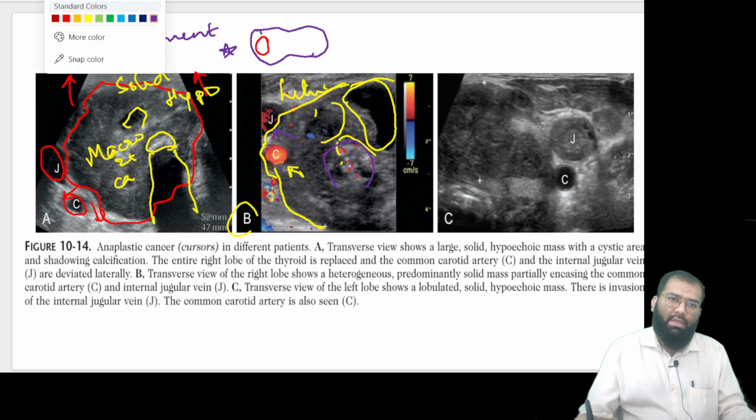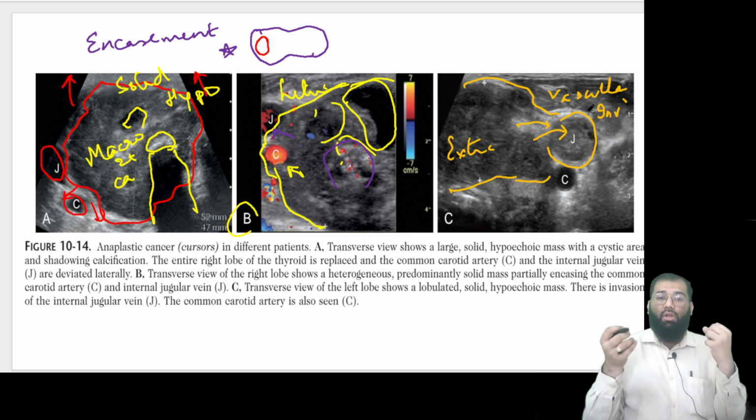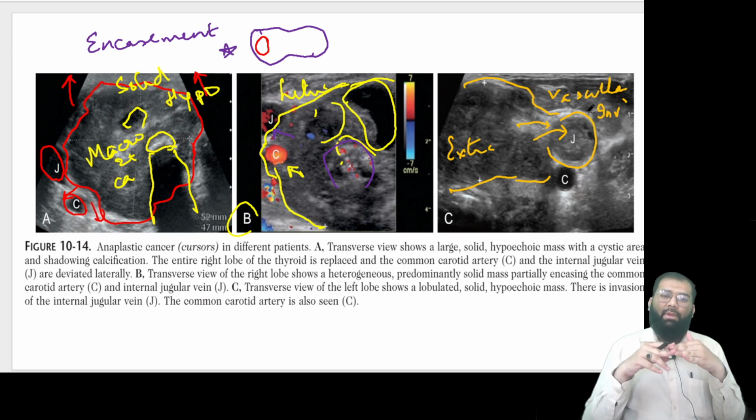Now let us come to the case C. In case C, again you are able to see a heterogeneously hypoechoic lobulated mass lesion with extracapsular extension. Yeah, there is extracapsular extension, and you can clearly see that there is invasion into IJV. Look here. So there is thrombus within IJV. This is tumor thrombus. So this is vascular invasion. So whenever the lesion is invading vessels, always you should think of anaplastic neoplasm.